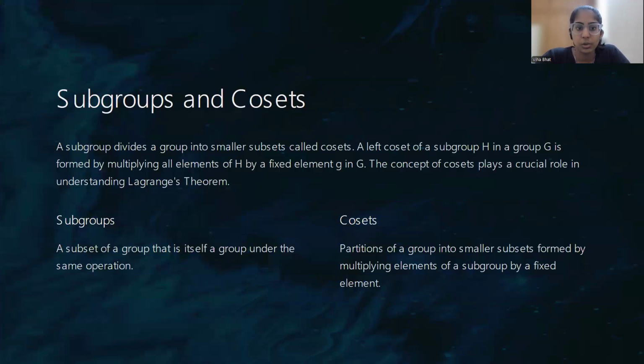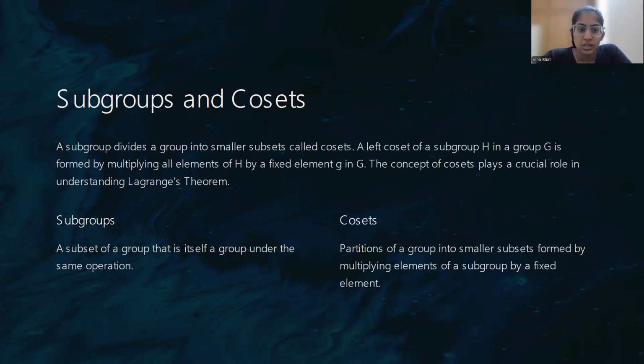So now, what are subgroups and cosets? A subgroup divides a group into smaller subsets called cosets. A left coset of a subgroup H in a group G is formed by multiplying all elements of H by a fixed element g in the group G. The concept of cosets plays a crucial role in understanding Lagrange's theorem.